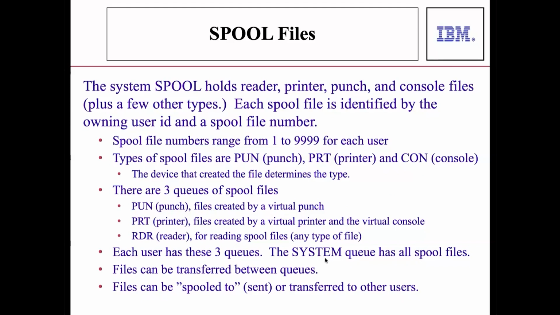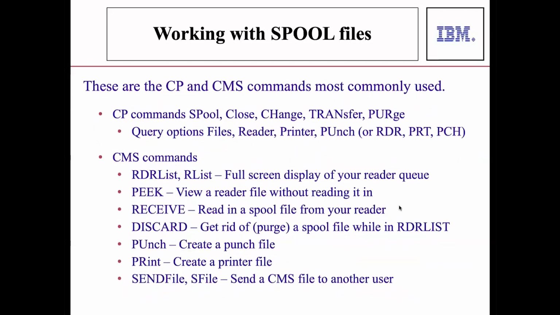And then there's something called the system queue, which has all the spool files. So if you're privileged and you want to look at everything, you can do that. And there's a transfer command to move things. So like I said, if you had something in your punch queue and you want to actually look at it, you have to transfer it to your reader. Or you can transfer it to another user, and they can read it. So there are things you do with spool files. Typically, we use CMS commands that automatically manipulate that, as we'll see here. And we don't really worry too much about the files themselves. We may query to see what we have.